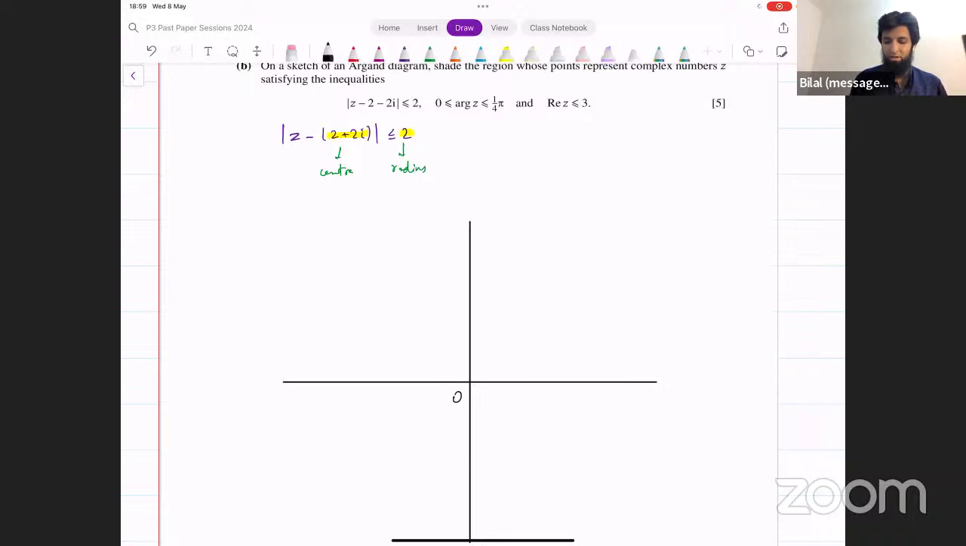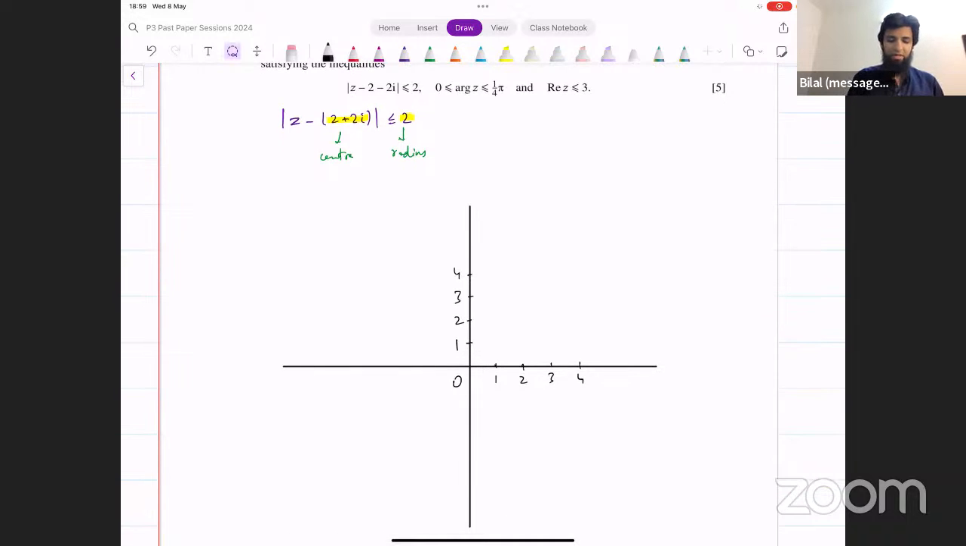We've got 0 here. Let's mark this point first of all, 2 plus 2 iota. So let's say we've got 1 here and 2 here, and 1 here and 2 here, 3, 4, 3, 4. Make sure the scale that you use in both axes is the same. Okay, now I don't think we need negative values here as such, so I'll just draw this part. This is the imaginary axis, this is the real axis.